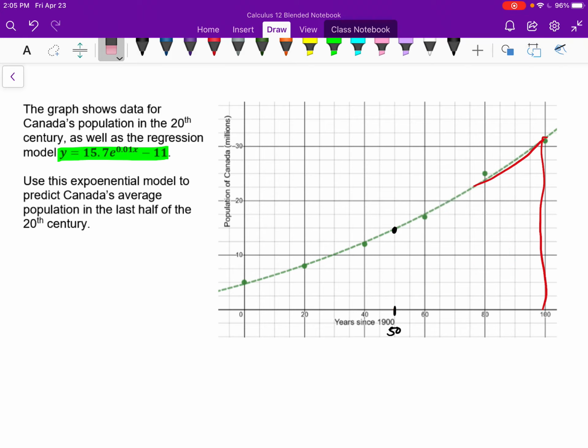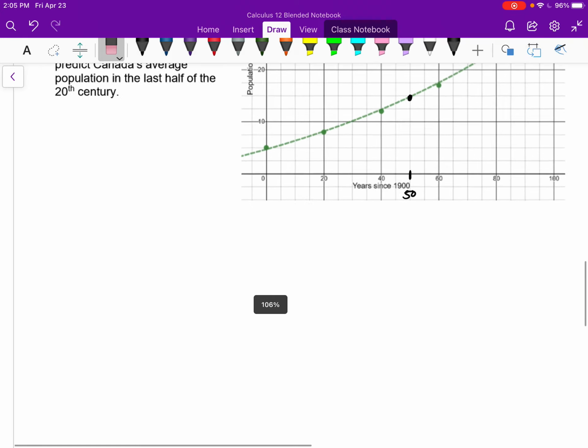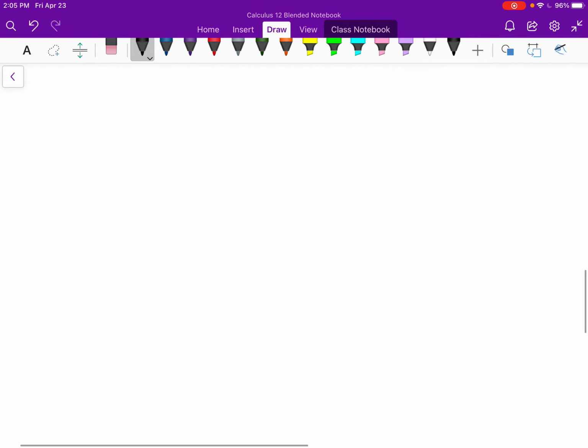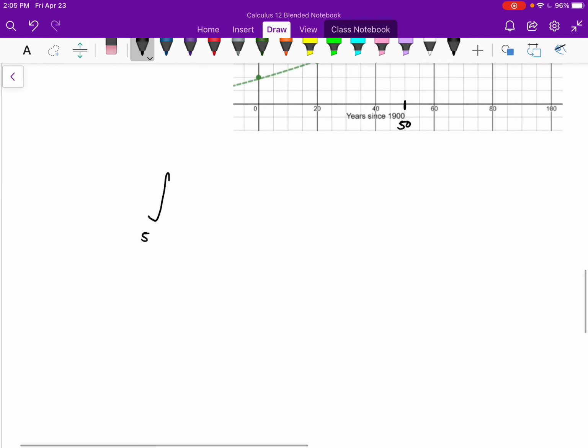So let's do it. I want to start by finding the integral from 50 to 100, because I want the last half of the 20th century, of the regression equation, which I'll just write down here: 15.7 times e to the 0.x minus 11 dx. Keep in mind, X represents years from 1900.